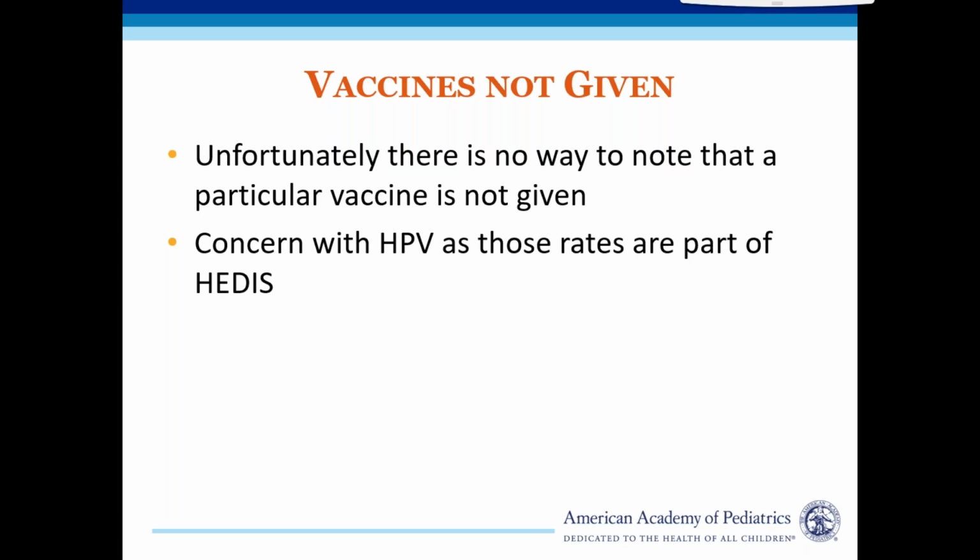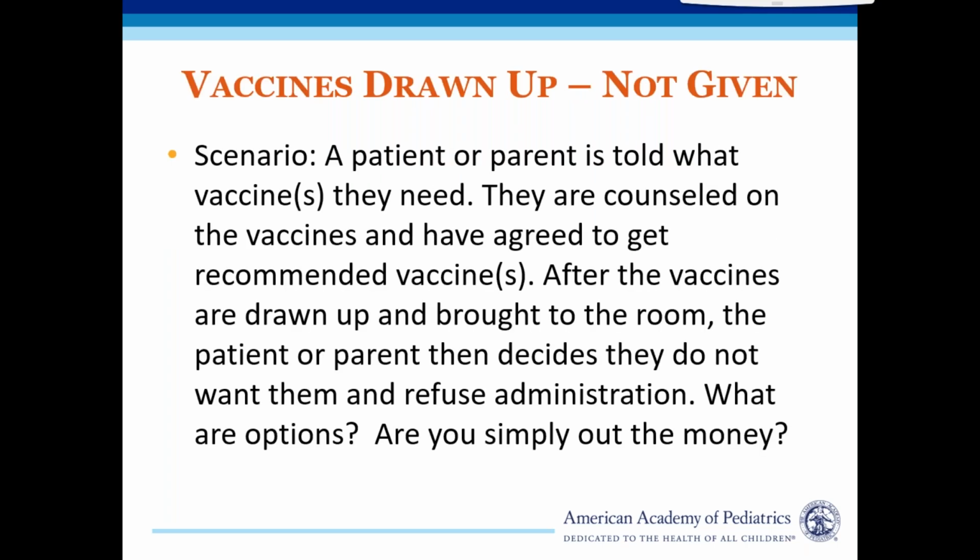So again, there's no way to know which particular vaccine, and their concern with that is the HPV, because that is being monitored on HEDIS. So how do we show that we as the practice did our due diligence, we tried to give the vaccines, we did our best, parent or patient refused, and that's their right, so here you go. But that should not hit our HEDIS measures because you did attempt and try to give that vaccine. So at this point, we have no way to remedy that.